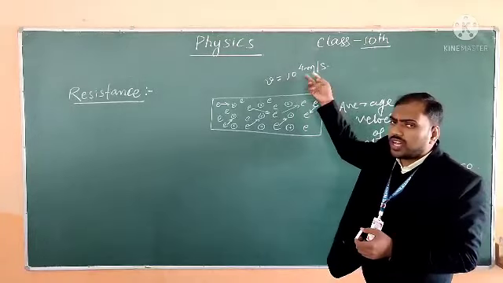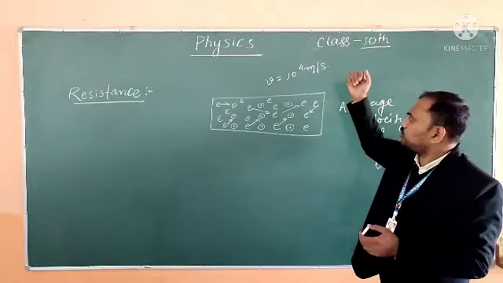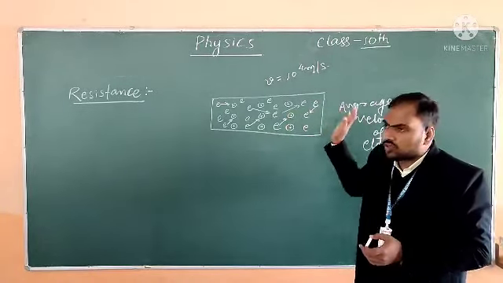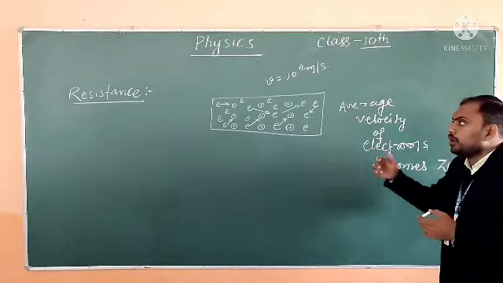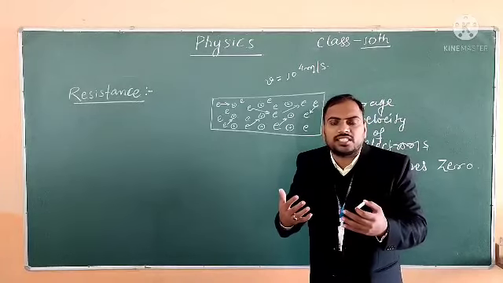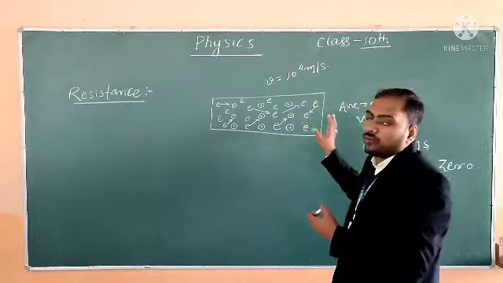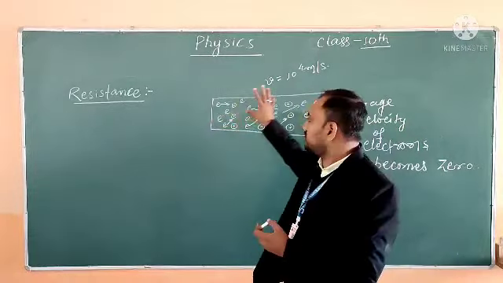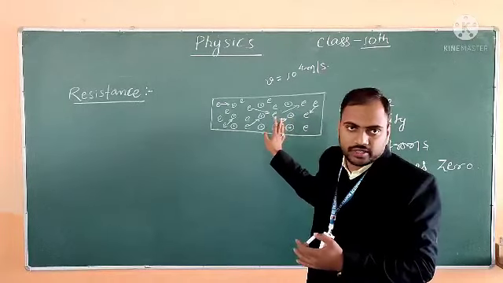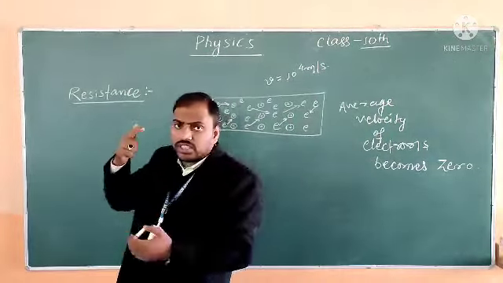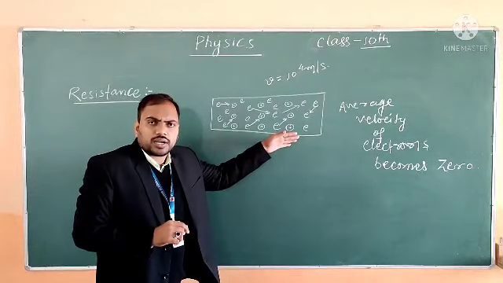Though the speed of the electrons is too high, that is 10⁴ meter per second, there is no current caused, because their average velocity becomes zero. They randomly collide with each other. The sum of all the velocities of electrons is zero. So there is no current caused by this electron movement. Okay. So a question: when will a current be conducted through a conductor?